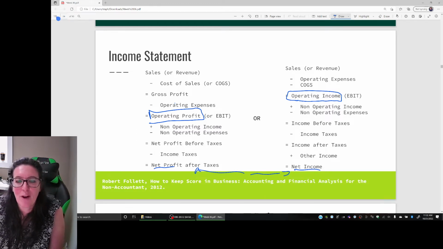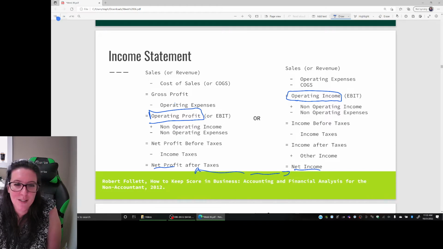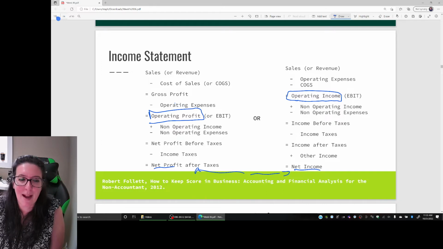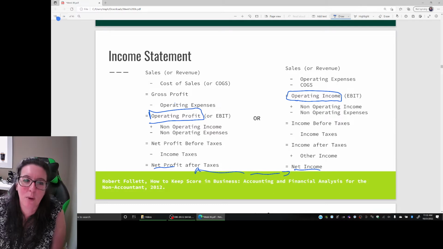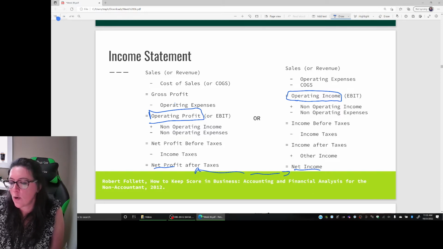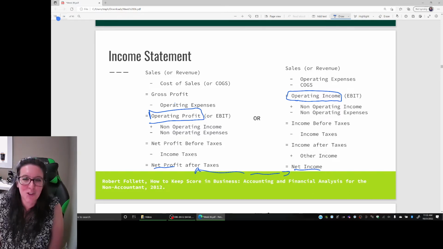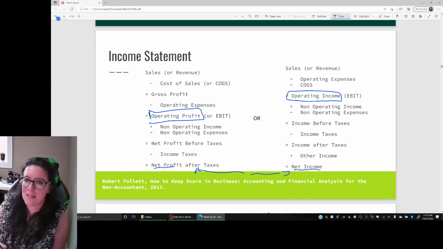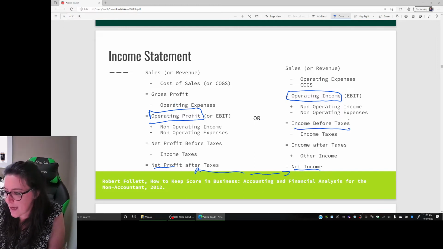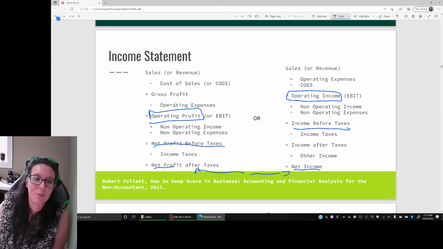In either case, whether you have operating profit or operating income, you are then going to add the non-operating income and subtract the non-operating expenses, so our one-time unique costs or revenue streams. I think we talked before about how you might have lawyer bills from a lawsuit, expenses related to moving, or you might have sold part of the organization, and so you have income coming in there. So your operating income or operating profit after those non-operating income and expenses gives you your income before taxes, or what we call net profit before taxes.